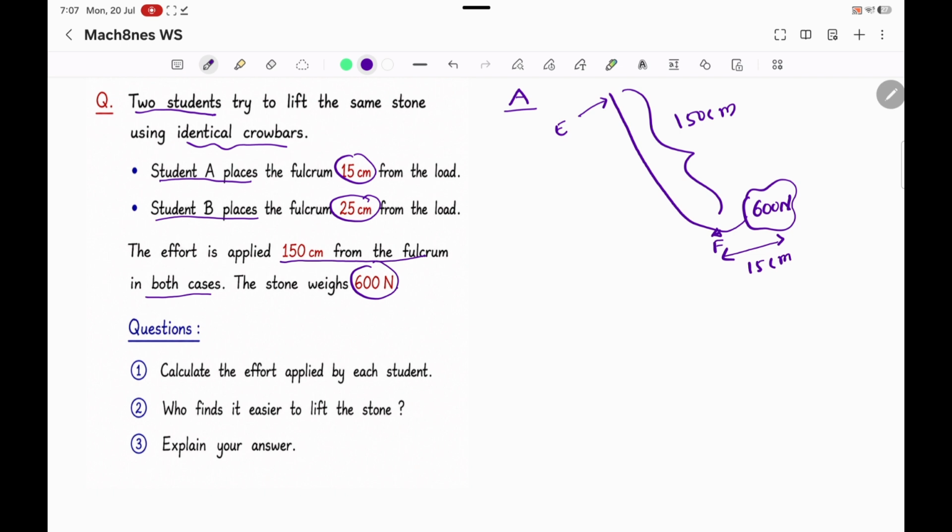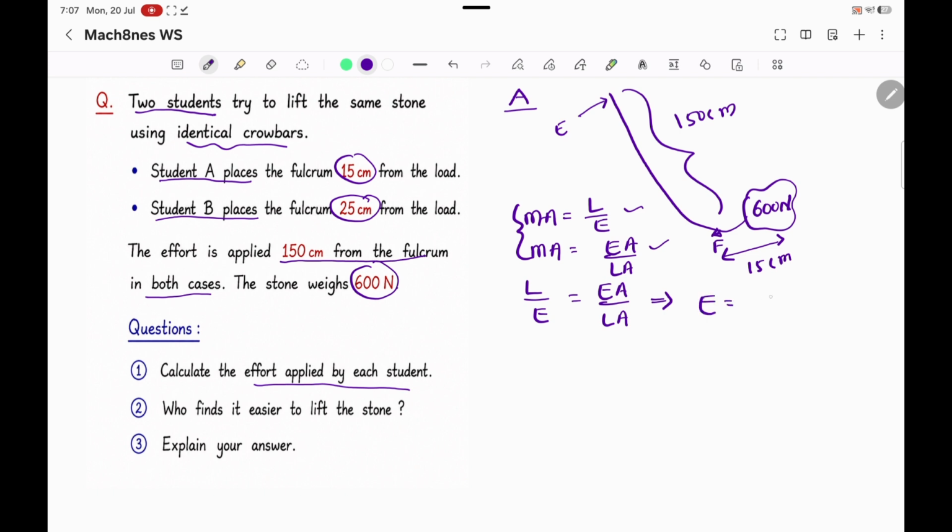Now first let us calculate the effort applied by each student. First let us calculate for student A. Children, we know that mechanical advantage is equal to load by effort, and for a lever we know that mechanical advantage is equal to effort arm by load arm. As the LHS are equal, the RHS can be equated. Now load by effort is equal to effort arm by load arm. Now let us rewrite this formula. Then effort is going to be load into load arm by effort arm.